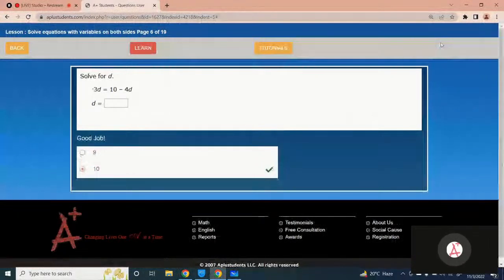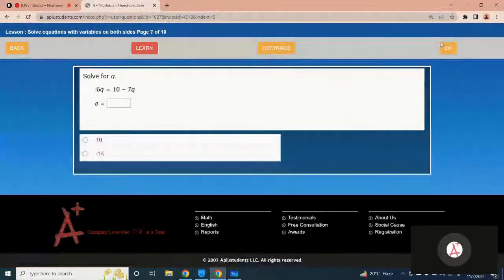Okay, the next one is negative 6q equals 10 minus 7q. So move the negative 7q to the other side. So it would be then positive 7q, and 7q minus 6q is 1q equals 10. Got it? So it would be q equals 10. Got it? Okay, you can complete the test by yourself later.